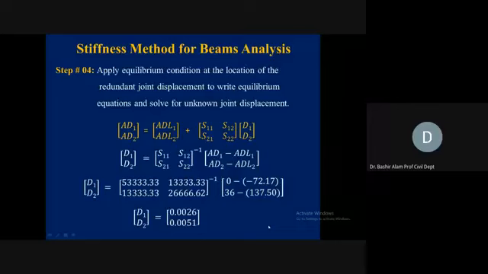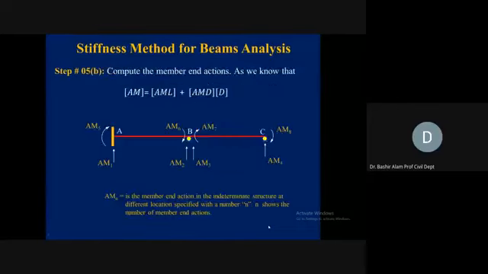D1 is 0.0026 and D2 is coming 0.0051. After this, step number 5, which is the member end actions. Let's identify these member end actions now: AM1, 2, 3, and AM4, and here a moment, and this moment. So let's go and find this one.